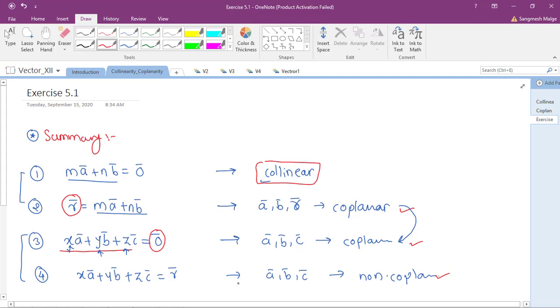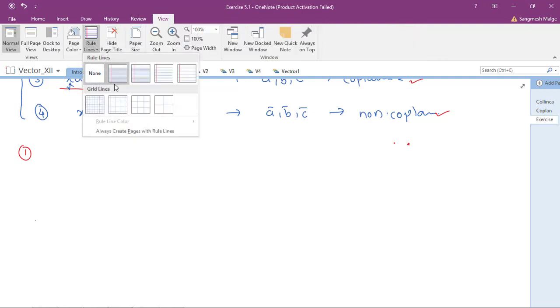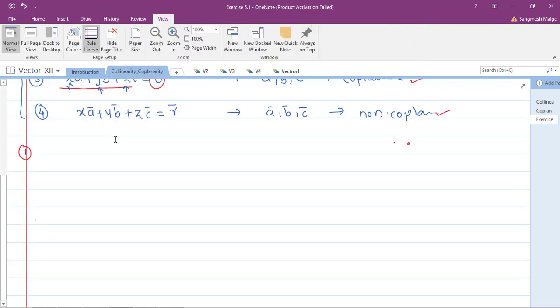So with this we'll solve exercise 5.1, first question. So let's see the first question. Exercise 5.1: show that the following points are collinear. So we have to show that the following points are collinear.